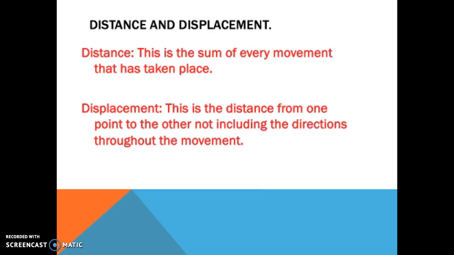Distance and displacement. Distance is the sum of every movement that's taken place. So this means that if, say, a rebounder has travelled 10 metres forward and 5 metres sideways, left or right, in order to get into a position for a rebound, their overall distance is going to be 15 metres, because that's the sum of every movement they've done added together.